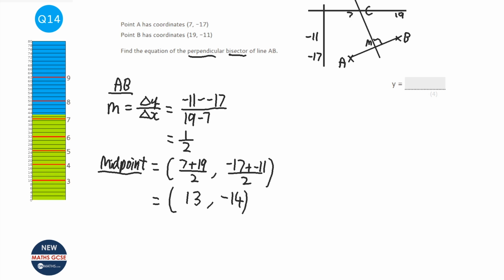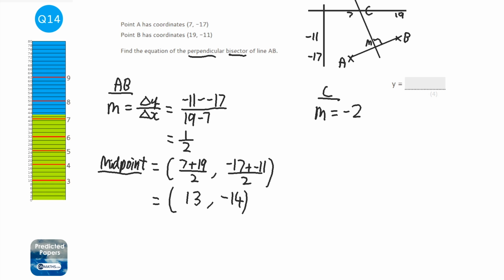Now, you might be wondering, why did we find the gradient of line AB? Well, perpendiculars have a kind of weird connection where if you multiply both their gradients, it equals minus 1. To convert a gradient to a perpendicular gradient, we do two things. We find the reciprocal of the gradient, and we times it by minus 1. So to find the gradient of line C, we flip it. The reciprocal of a half is 2, and times it by minus 1, so it's going to be minus 2. A way of checking that is if you multiply the two gradients together, you should get minus 1, and a half times minus 2 is minus 1. So we've got the gradient.